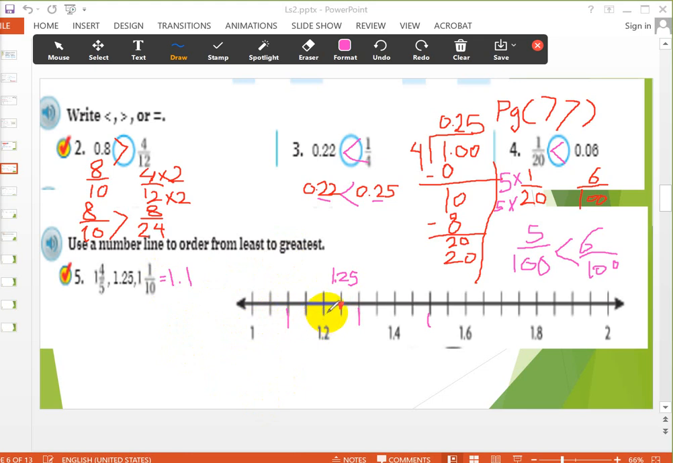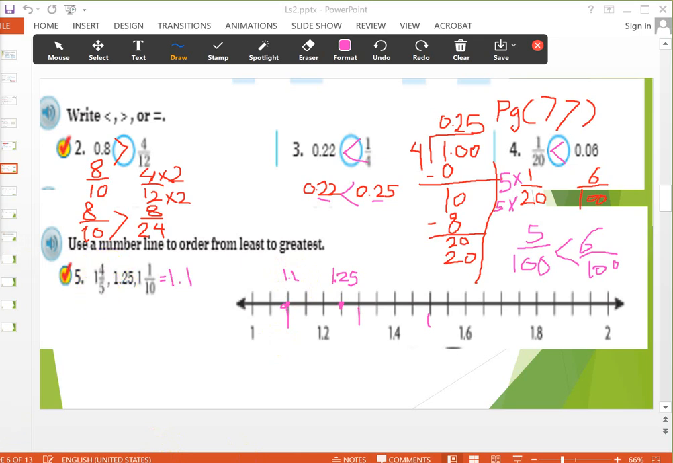1.2. So what is 1.1? Right here. It will be right here. This point. So this is 1.1. Now, the last one I want to locate: 1 and 4 over 5.